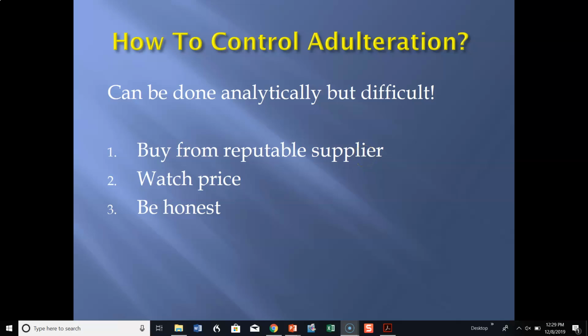When it comes right down to controlling adulteration, there are some good practices. One is buy from a reputable supplier. A reputable supplier really has a reputation to look after, and they're less likely to adulterate a product. Look at the price. If somebody's offering you a price for a raw material that's too good to be true, it probably isn't true. And if you suspect something, don't buy it. That simply isn't going to pay off. So, interesting process. It's truly a game of cat and mouse, so to speak.